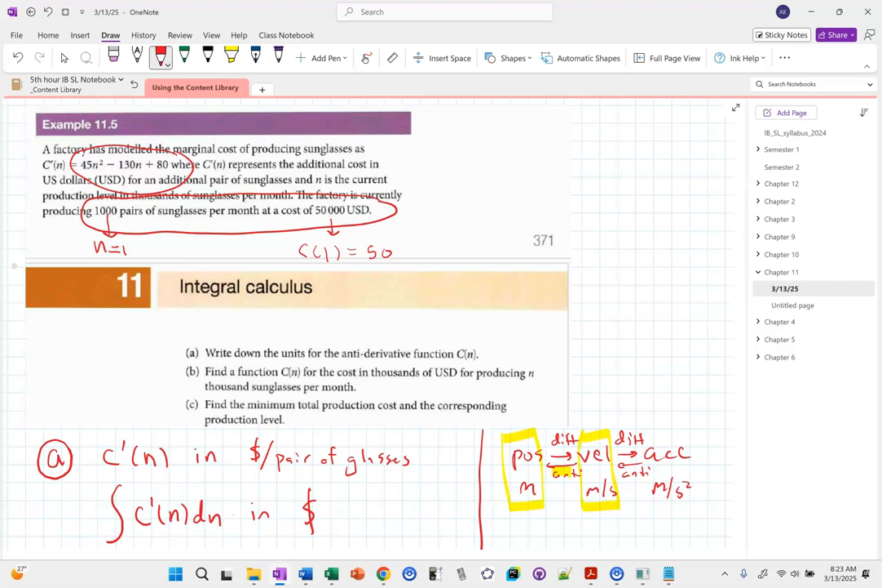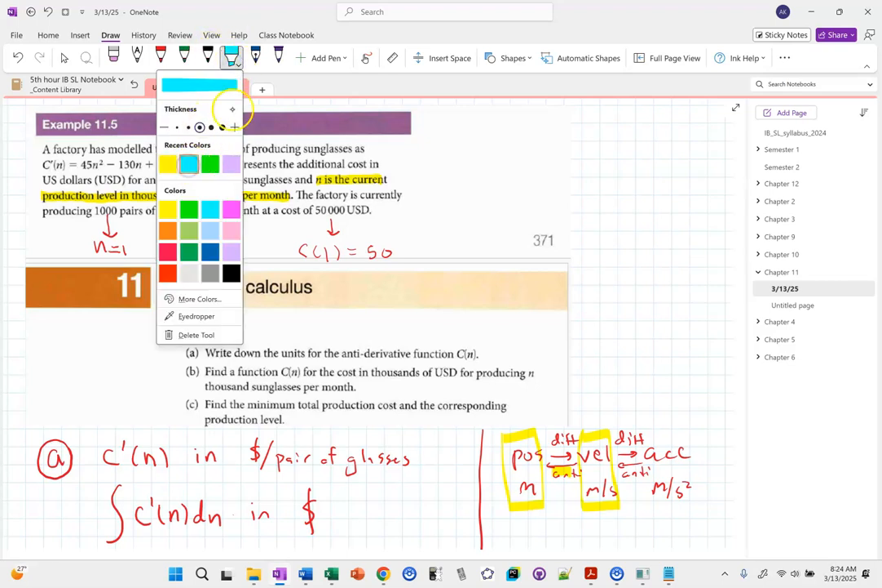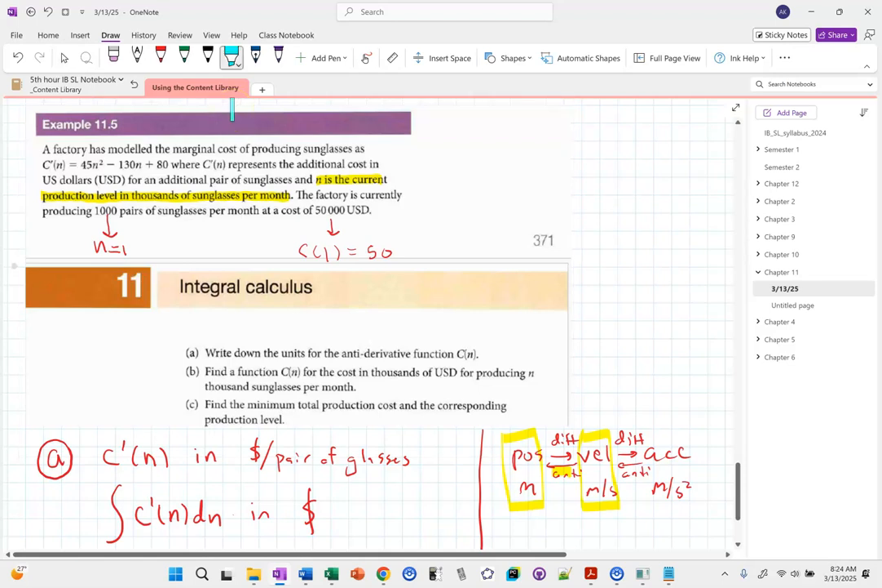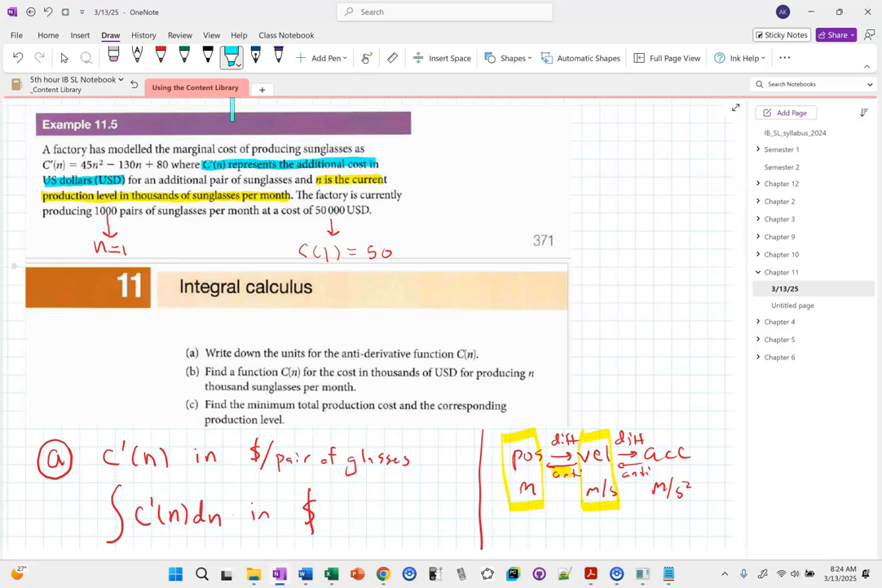How do you know it's measured in thousands? Because it says N is the current level of production in thousands of sunglasses per month. And it says that C of N represents the additional cost in US dollars. But down here it says, oh, C of N for the cost in thousands of US dollars. So it told us in the problem, okay?